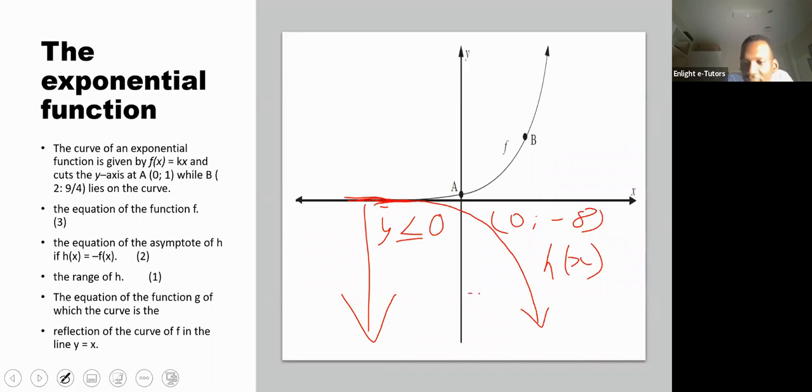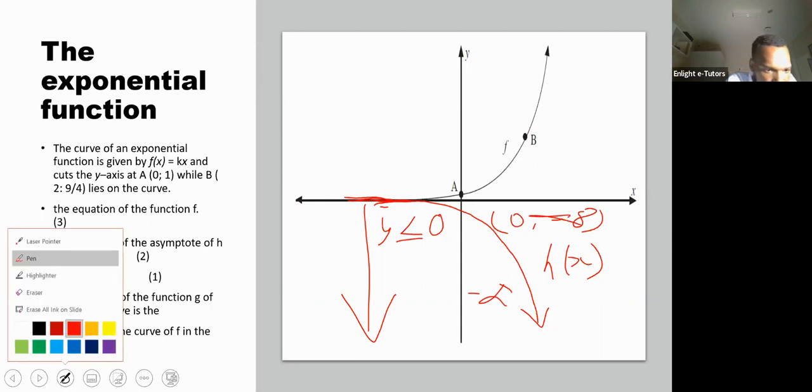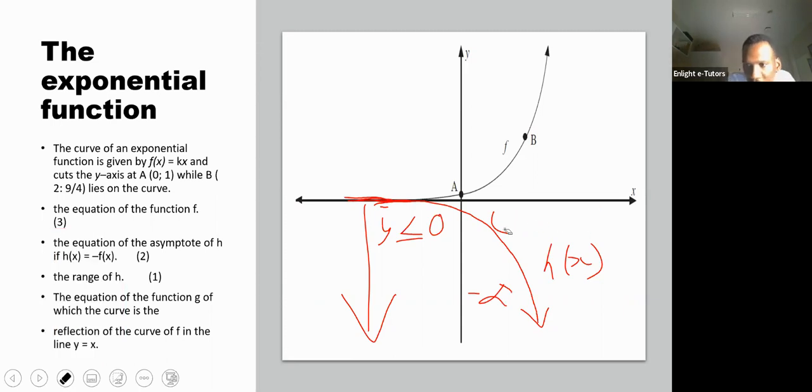You don't write it like this, because we write the lowest first. So it's going to be from negative infinity to 0. That is what you call the range of this one. But the domain is going to be from negative infinity to positive infinity, because it's still the same thing. You understand?